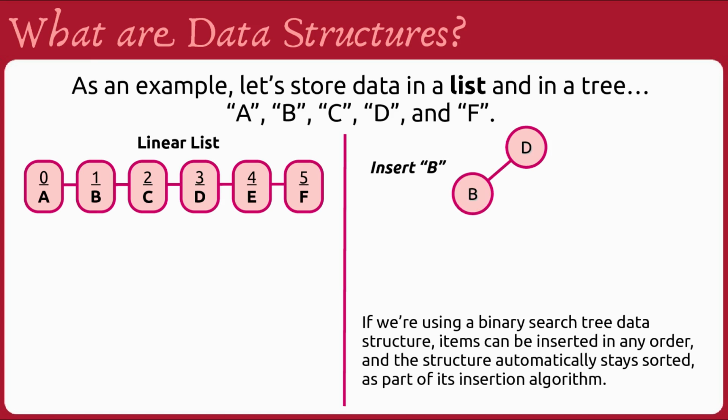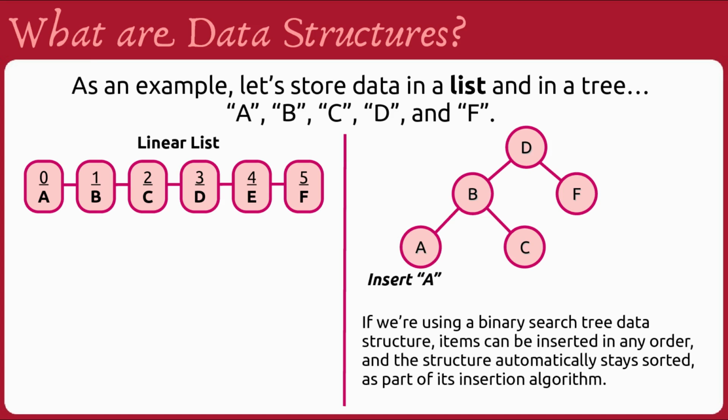So after we insert D, then we insert B, and it automatically goes to the left, because B comes before D. Then, if we insert F next, F is greater than D, or it comes after D, so it will go to the right of that node. Then if we insert C, well, C is less than D, so we go left, and then C is greater than B, so then we go right. And so this is the algorithm that you use to insert things into the binary search tree.